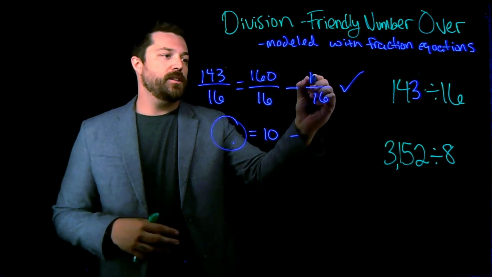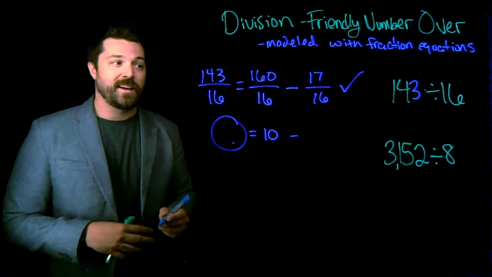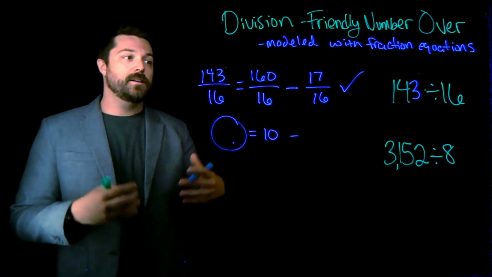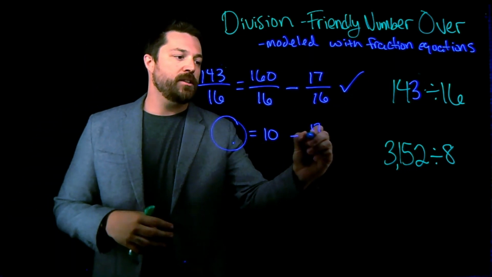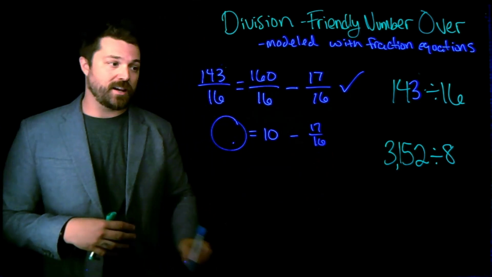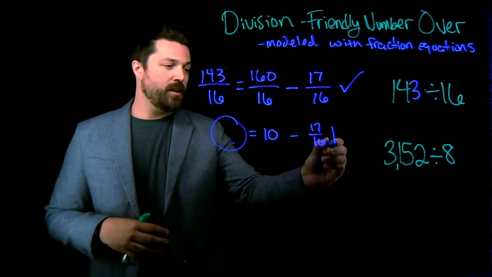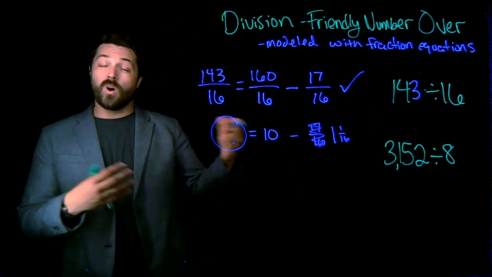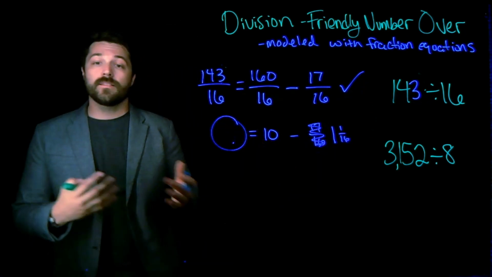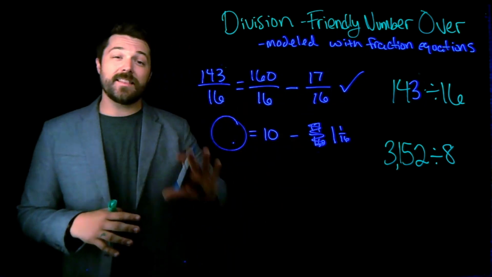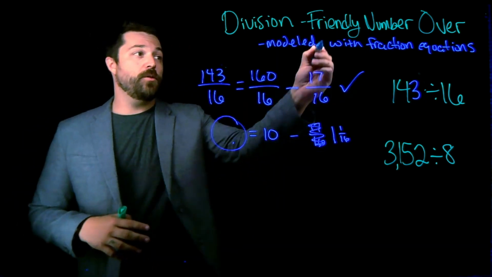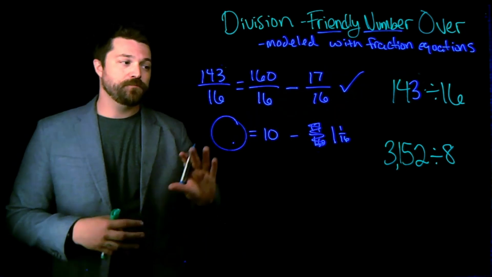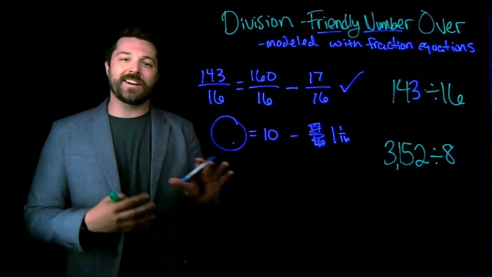Well, that's just 17. And so now I'm thinking, well, my quotient is 10 minus 17 over 16, which is just 1 and 1 over 16. So if I can subtract 1 and 1 over 16 from 10, then I'll have my quotient. And if I set this up well to begin with, and I really do find that friendly number, this is always going to be a whole number, so this subtraction isn't going to be very difficult.